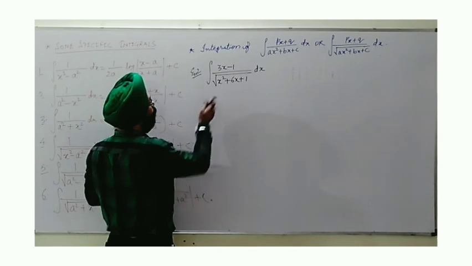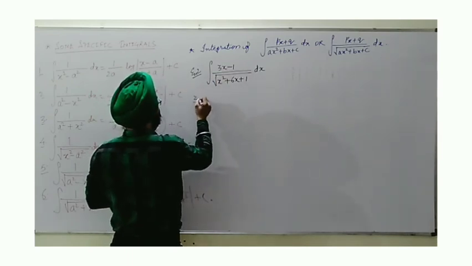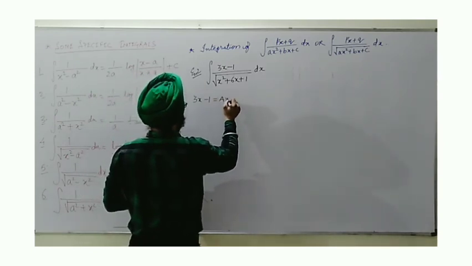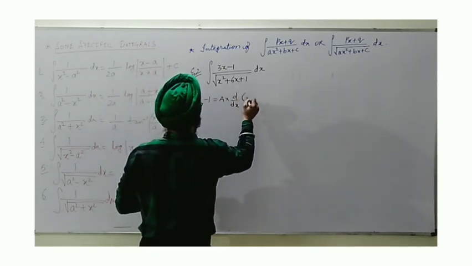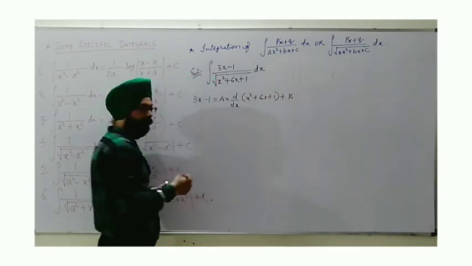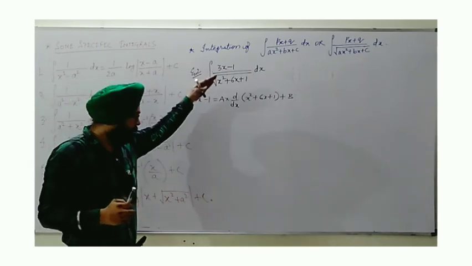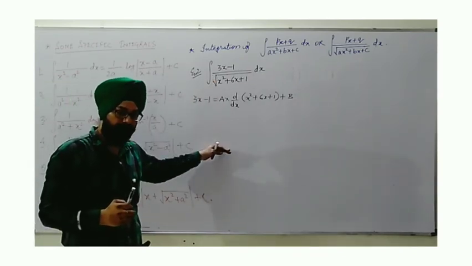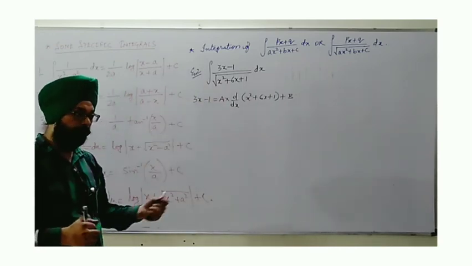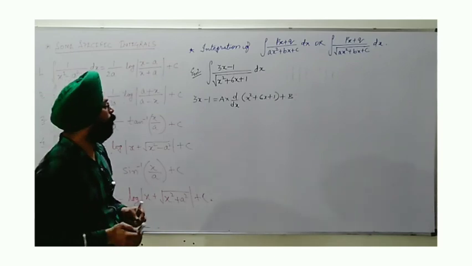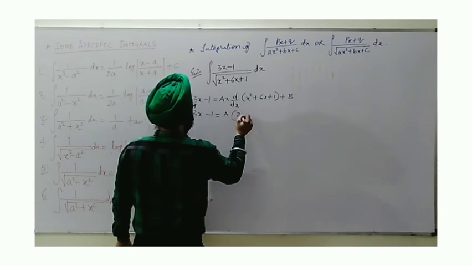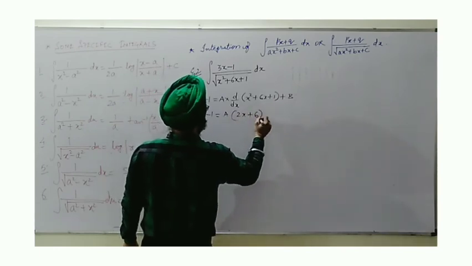What next are we going to do? 3x minus 1 will be taken as a into d by dx of x square plus 6x plus 1, plus b. This step will be as it is. There is no need to take a common factor; this portion of the solution will remain as it is. The common factor we take while applying these identities, so that part again is not needed. Now differentiate the denominator to get 2x plus 6, plus b.